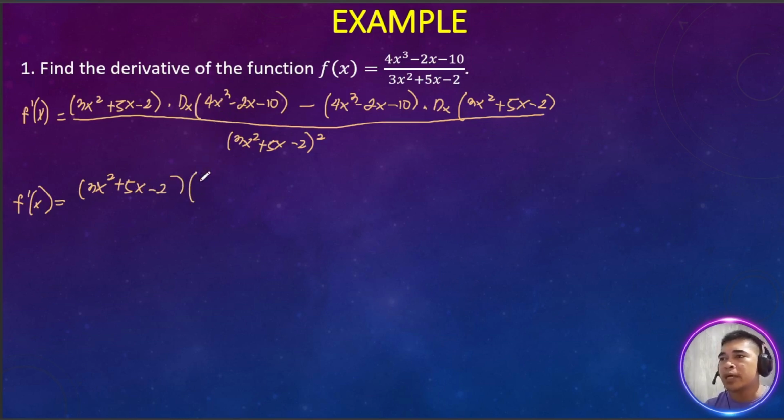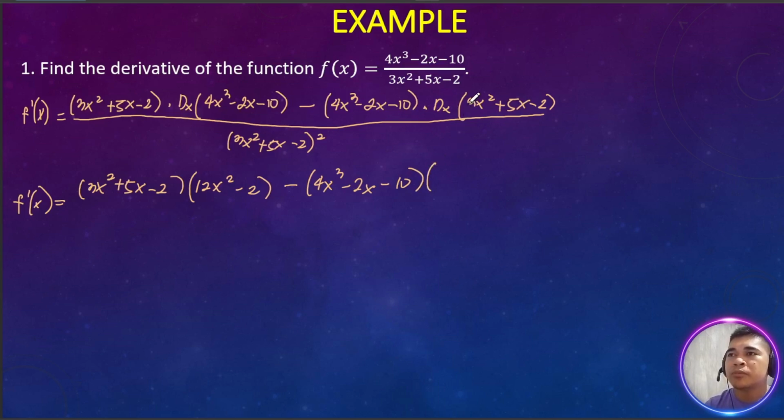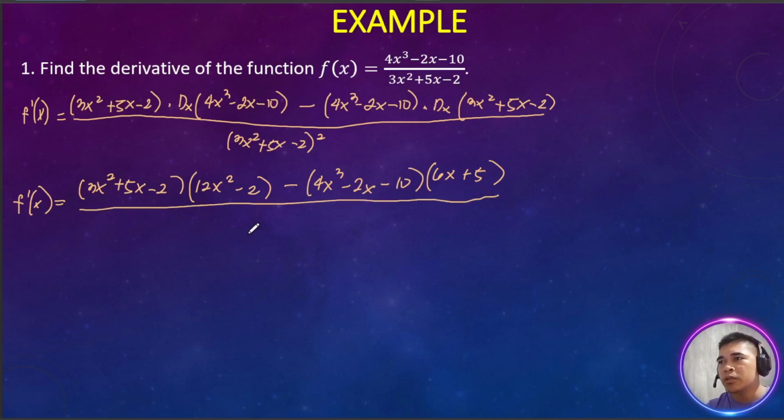Derivative of 4x cubed, we got 12x squared. 12, di ba? 4 times 3, 12. So 3 minus 1 is 2. Derivative of 2x is 2. Derivative of negative 10 is 0. So we get 4x cubed minus 2x minus 10. Now what is the derivative of 3x squared? That is 6x. Derivative of 5x, that is 5. Derivative of negative 2 is 0. All over the square of 3x squared plus 5x minus 2.